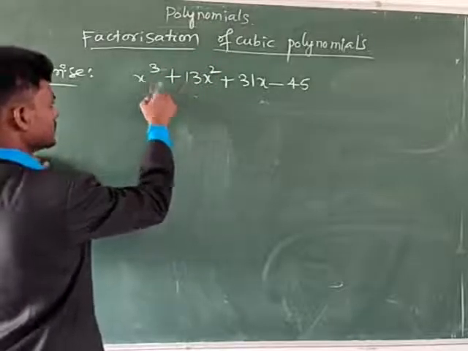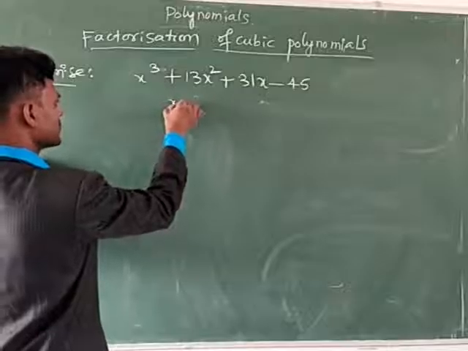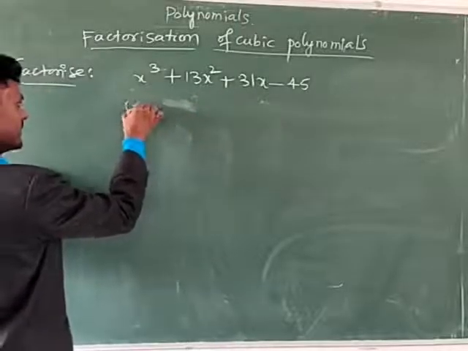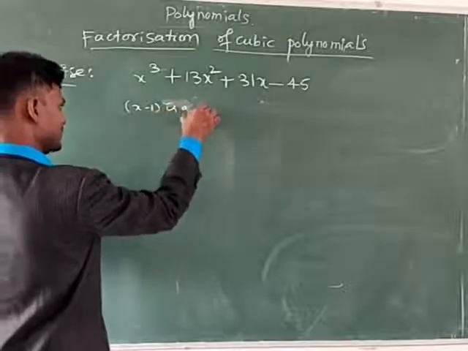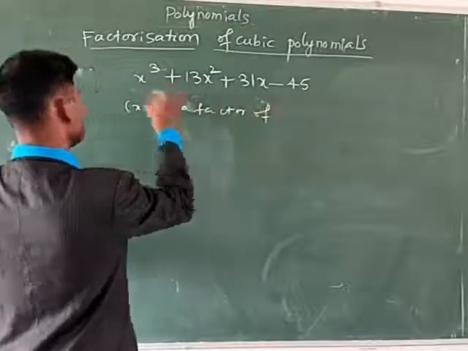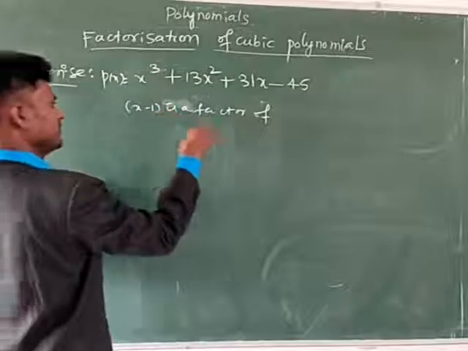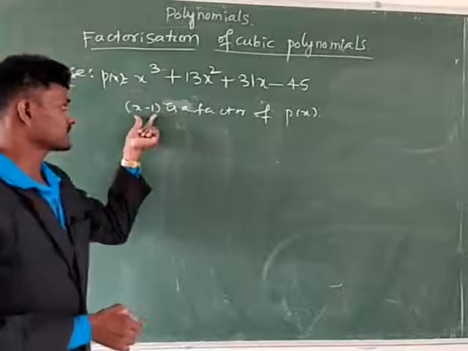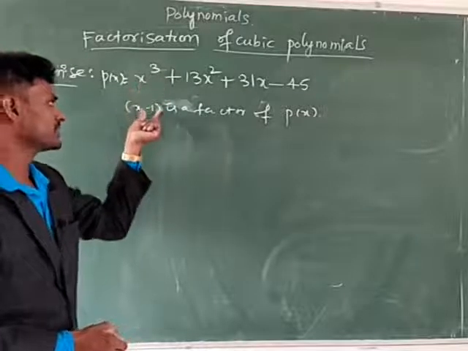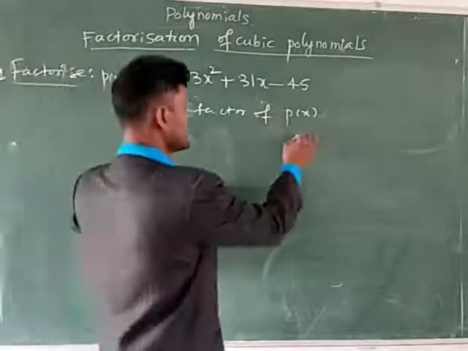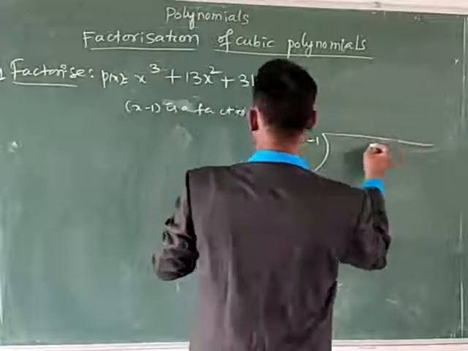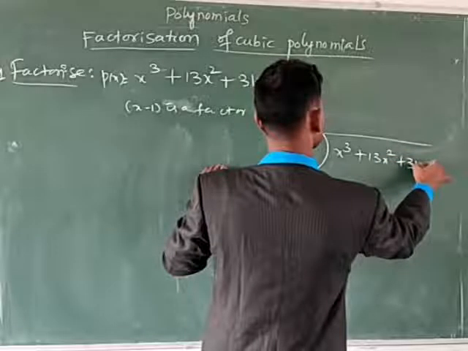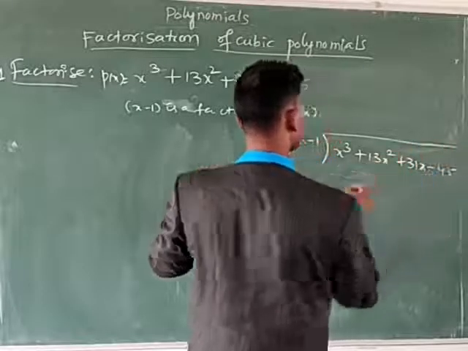See here, the sum of all coefficients is equal to 0, then x minus 1 is a factor of this p of x. Then you have to divide this polynomial by x minus 1. Write x minus 1 here. Given: x cube plus 13x square plus 31x minus 45. Let's see how to divide.